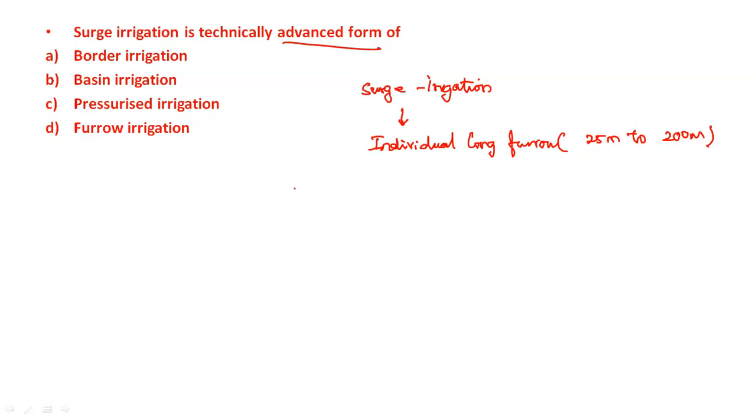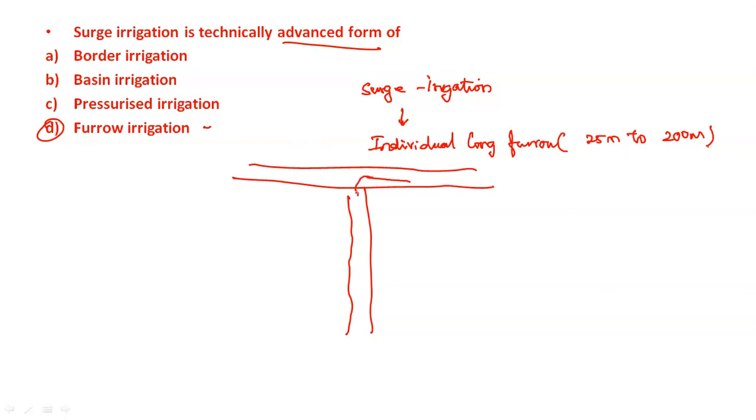The surge irrigation is a technically advanced form of furrow irrigation only, because this is a furrow. The water is flowing from the main channel. It can be taken into this. So these long furrows can be up to 25 meter or up to 200 meter. So this is known as surge irrigation. It is an advanced form of furrow irrigation only.